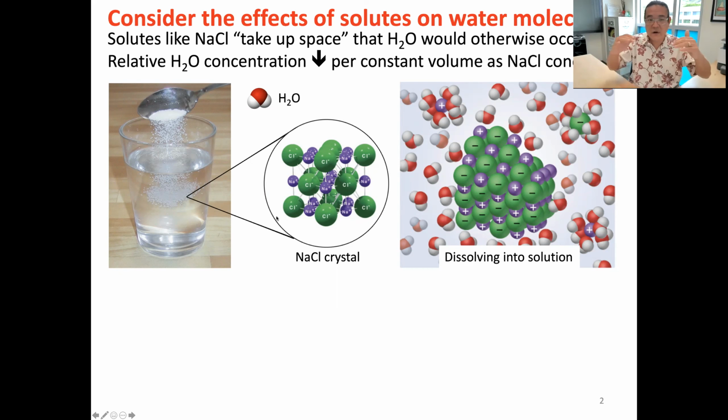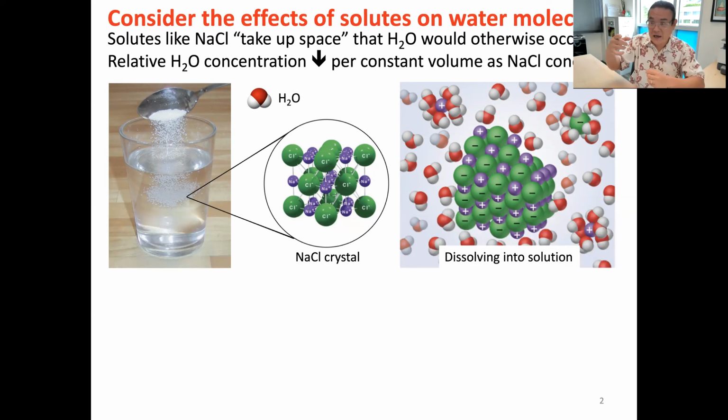So the relative water concentration per constant volume would be dropping as you're taking up more and more of that space with something like sodium chloride. And sodium chloride is an interesting example here. I think from general chemistry, sodium chloride is an example of ionic bonding, not covalent bonding. Remember, covalent bonding is when two atoms share electrons in orbitals in order to keep those electrons happier at a lower energy state. As a result, that's a very strong bond that forms between two atoms.